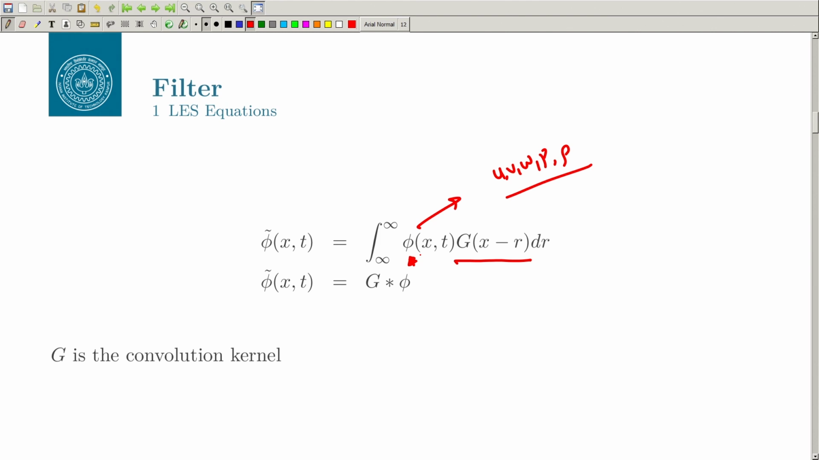Basically, it acts as a low pass filter. So, it will allow the low frequency, but it will not allow very high frequency. We denote the filtered one as phi tilde and the normal one as phi. This can also be written in short form as G star phi. So, G is the convolution operator acting on phi to give you phi tilde.